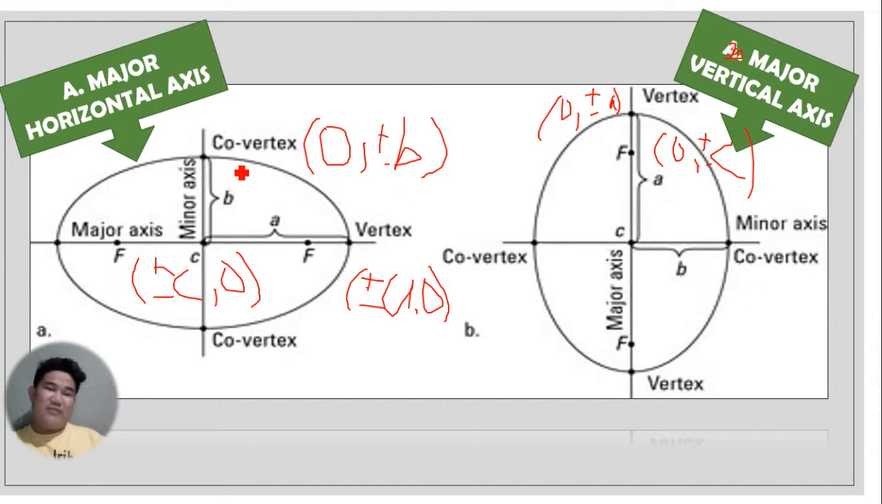Sa ating co-vertex, sinabi natin dito na hindi kapareha ni co-vertex si vertex at si foci. Kung si vertex at si foci ay horizontal, ang ating co-vertex is vertical. Dito, ang ating vertex at foci, it is vertical. Therefore, ang ating co-vertex is horizontal. So, ang mag-iibang value sa kanya, it is the x value. So, meron siyang positive and negative B, 0. So that is the two types of our ellipse.